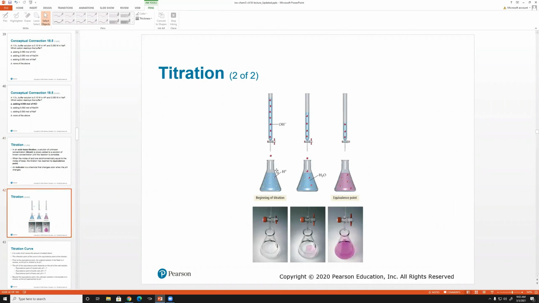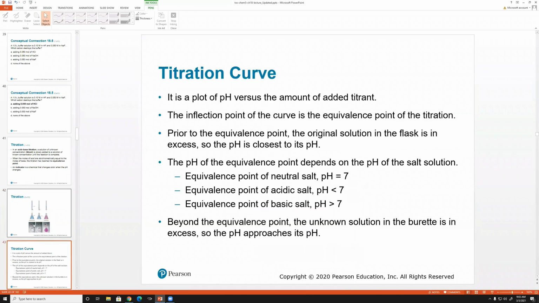So here's how titration works. You begin the titration, you have an unknown amount of acid, you're adding base, and then you reach the equivalence point. And this equivalence point means that it's neutralized. Then you can have a titration curve. So the equivalence point is kind of the point of inflection of this titration curve, meaning that is when the base completely, stoichiometrically neutralizes the acid or vice versa.